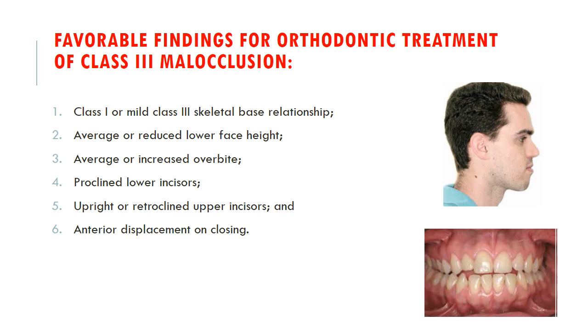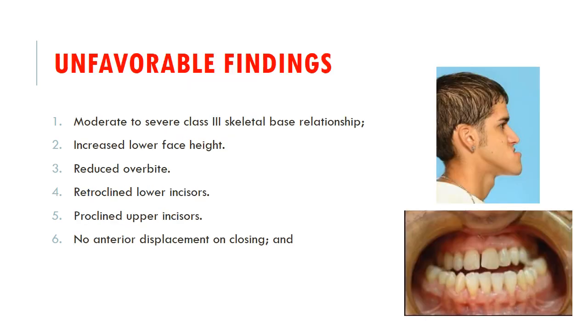Also, another favorable finding is when the patient has an anterior displacement on closing, which means the patient has a postural or habitual class 3. It will be much easier to treat than if the patient has a true class 3 relationship.